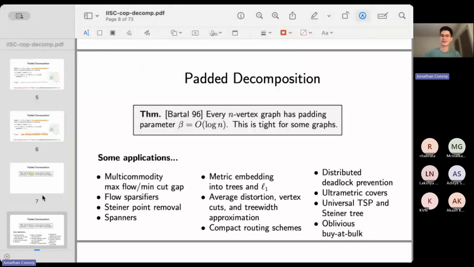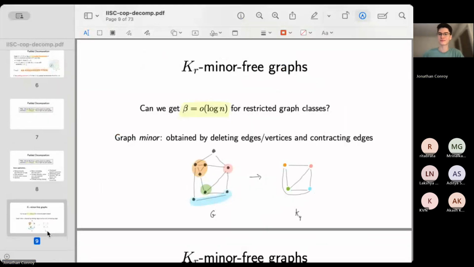Good. Okay. So for expander graphs, this is tight at log n. But we would like to do better than a log n padding parameter, because in a lot of applications, the quality of the solution is directly governed by the size of this padding parameter. And so a natural thing to look at are these minor-free graphs.